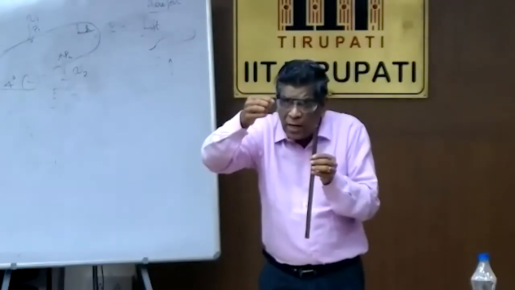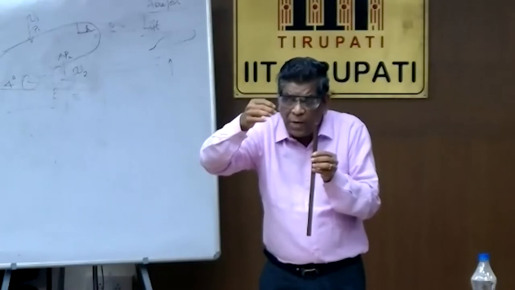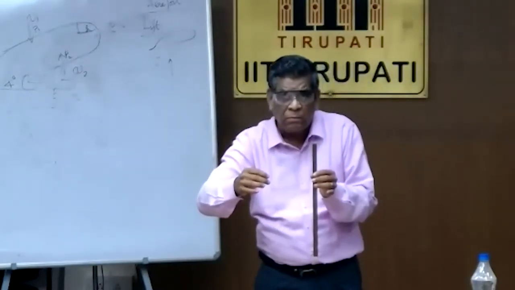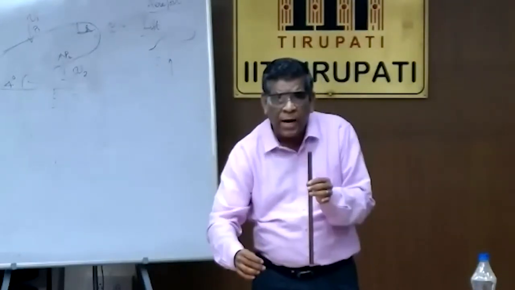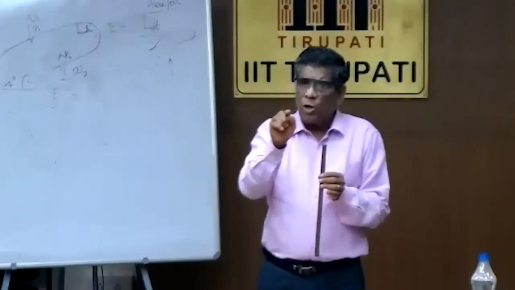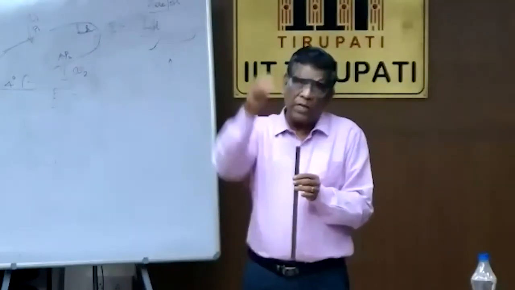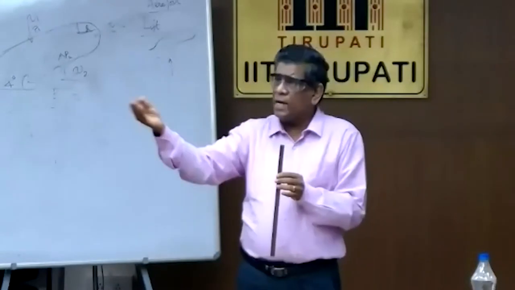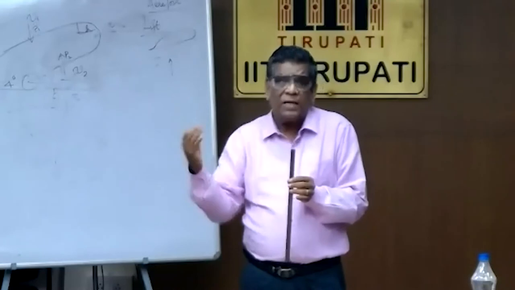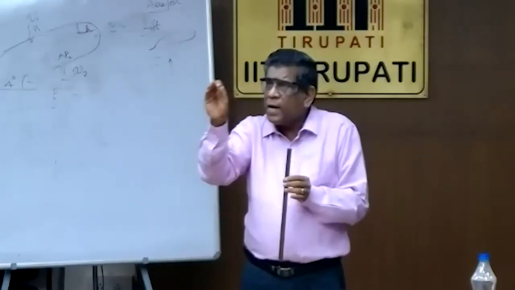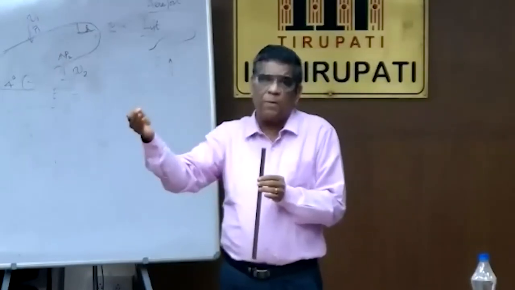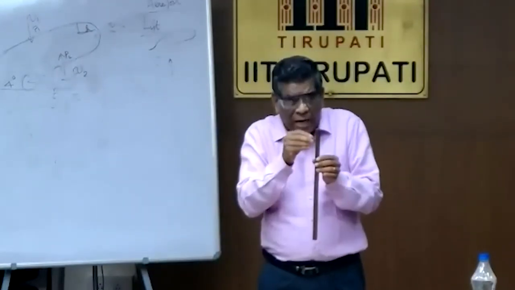When the object is falling, after 1 second it will be 9.8 meters per second velocity. After 2 seconds, 19.6 meters per second. After 3, 3 into 9.8 meters per second. I know that. You know that, right? V is equal to U plus AT. U is zero, the initial velocity. So V is equal to AT. A is in this case g, 9.8, into T, time. After 1 second, 9.8 meters per second is the velocity. After 2 seconds, 2 into 9.8 meters per second, etc. So the velocity keeps on increasing.